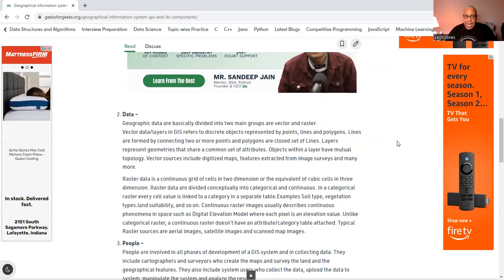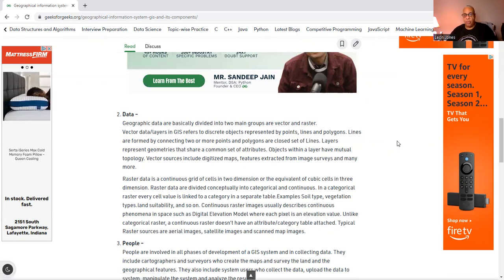Now, raster data is a continuous grid of two-dimensional cells, or the equivalent of cubic cells in 3 dimensions. Raster data are divided conceptually into categorical and continuous. Now, in a categorical raster, every cell value is linked to a category in a separate table. Examples: soil type, vegetation types, land suitability, and so on.